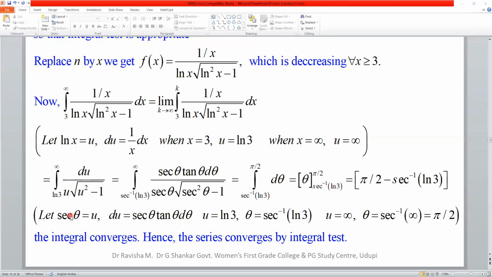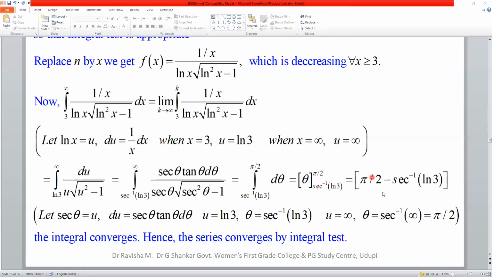Okay, u is taken as secant theta. Square root of u square minus 1 is nothing but square root of secant square theta minus 1, and we have d theta. So secant theta gets cancelled, tan theta by square root of tan square theta gets cancelled, only 1 into d theta here. So let us integrate 1 with respect to theta, that is equal to theta. Then you apply the upper limit pi by 2, then the lower limit secant inverse of log 3. We have theta is equal to pi by 2 minus secant inverse of log 3.